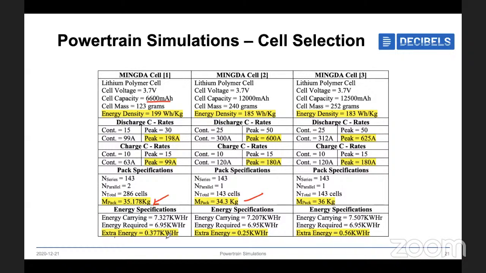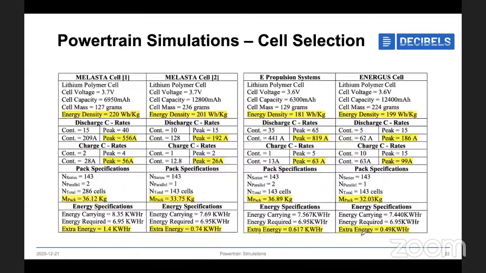But how much extra mass we are carrying and how much extra energy it is, we have to make a trade-off between that. If you look over here, it is 34.3 kilograms and 0.25 kilowatt hour, and it is 36.56. Similarly, the other cells also carry 1.5 kilowatt hour extra. This is so much extra energy we are carrying. And this 0.74, 0.617, 0.49, these are extra energy.